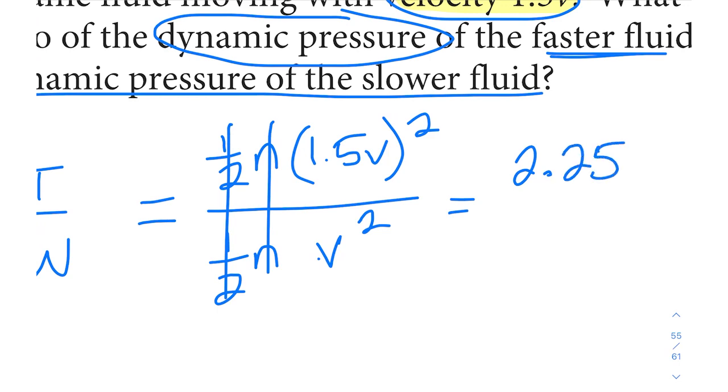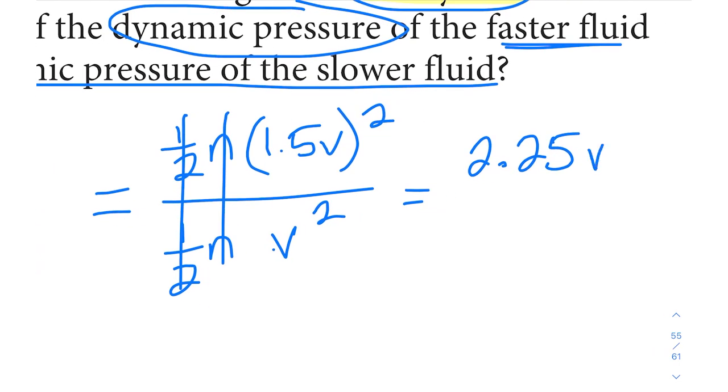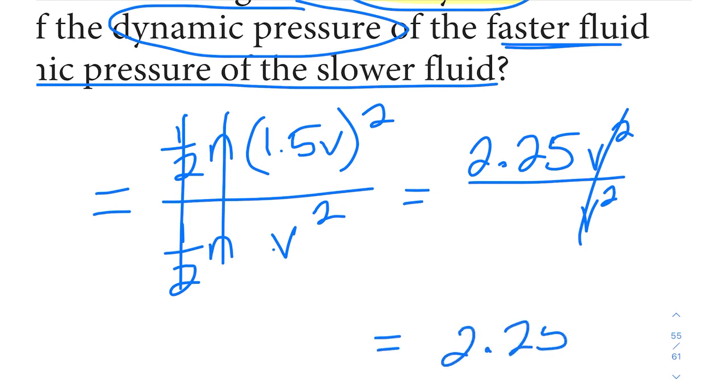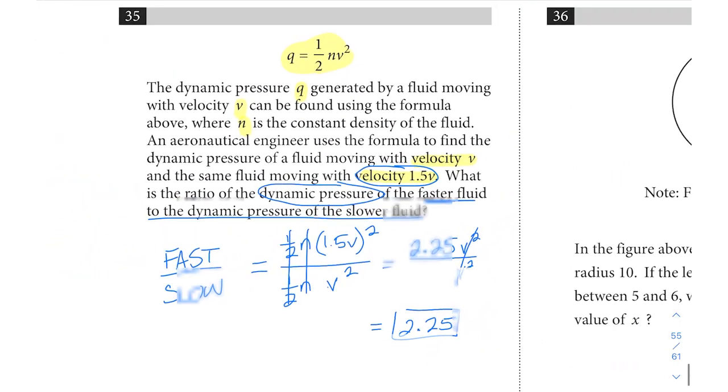So the 1/2s cancel, the n's cancel, and we just have to square that v term on top. So when we do that, this is going to be 1.5 squared, which is 2.25, and then times v squared, over v squared. So even those v squareds cancel, and at the very end, we're left with 2.25 to 1, which is really just 2.25, and that's what we can bubble in for our answer here on 35.